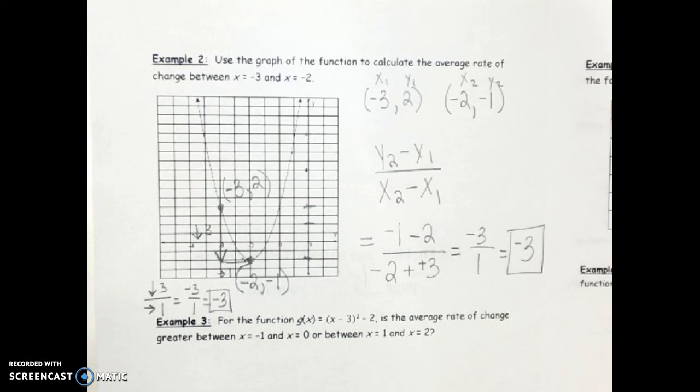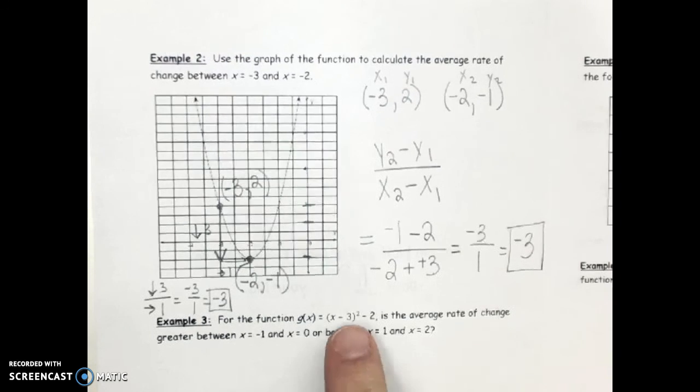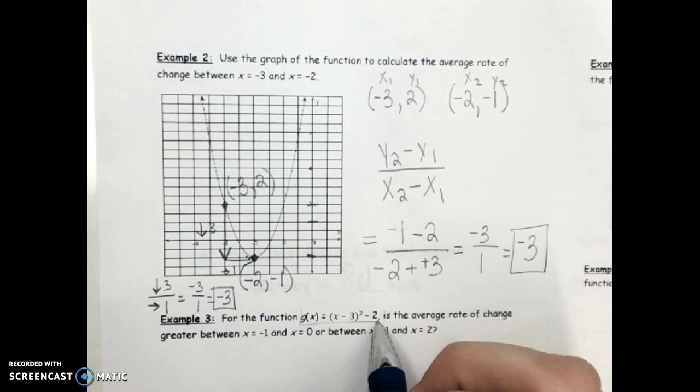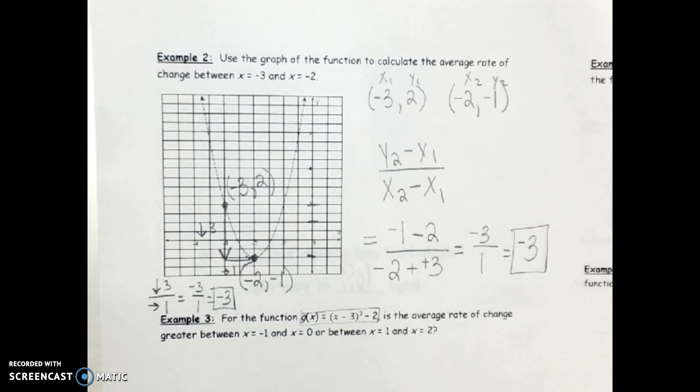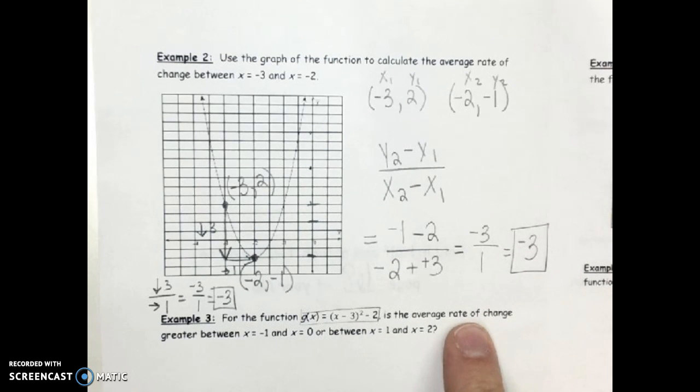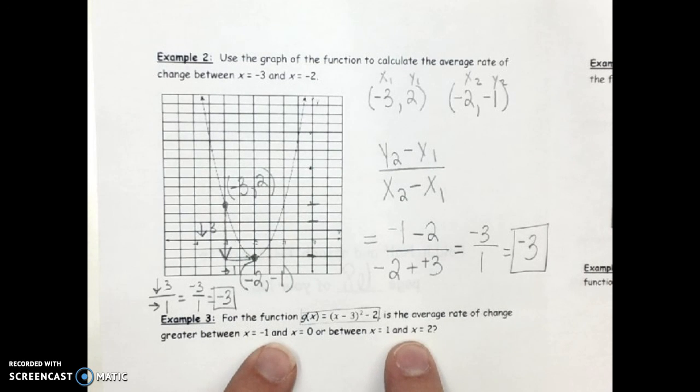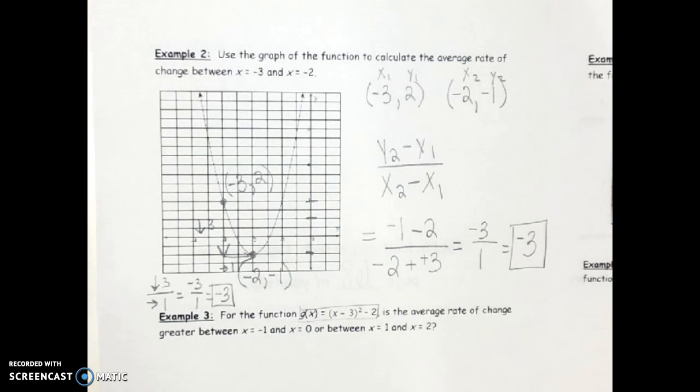What I want you to do right now is I want you to try example 3. Example 3 gives you a function. This is the entire function. Don't forget the minus 2. Find the average rate of change if it's greater between these 2 intervals or these 2. Since I give you 2 intervals, you're going to need 2 rates of change. Now this video is going to end, and when you get finished with example 3, I want you to start part 2.